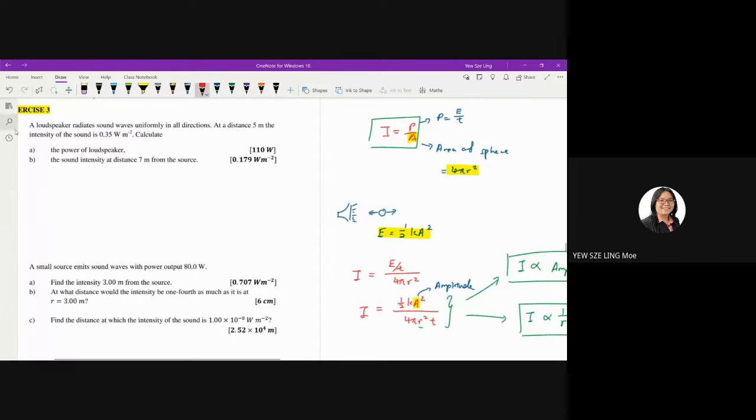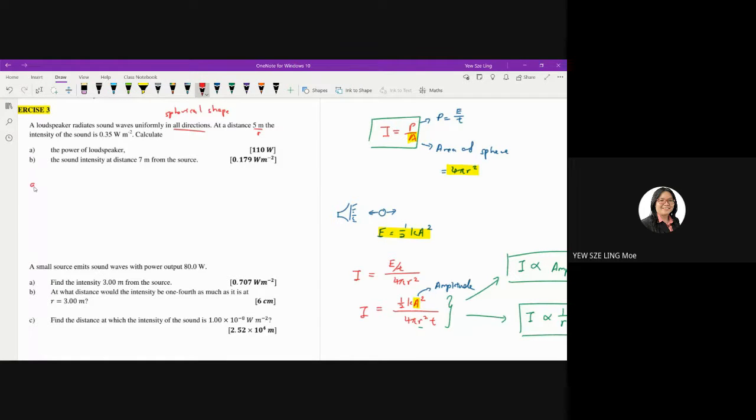Question 8. A loudspeaker radiates sound waves uniformly in all directions. So all directions means spherical shape. At a distance of 5 meters, so you are given R, the intensity given is 0.35 watt per meter squared. Calculate the power of the loudspeaker.